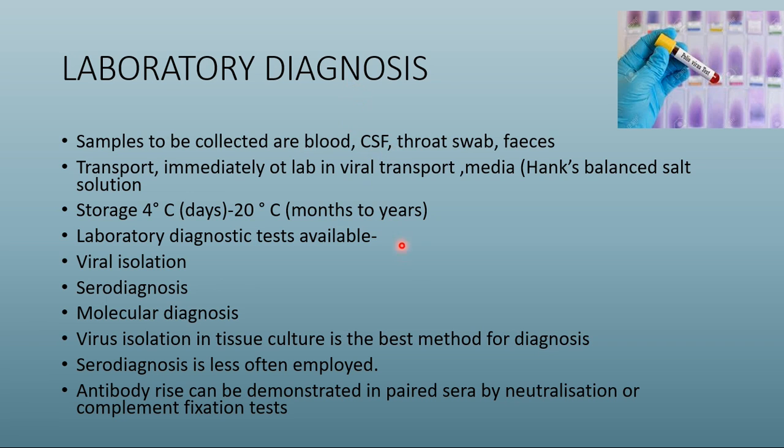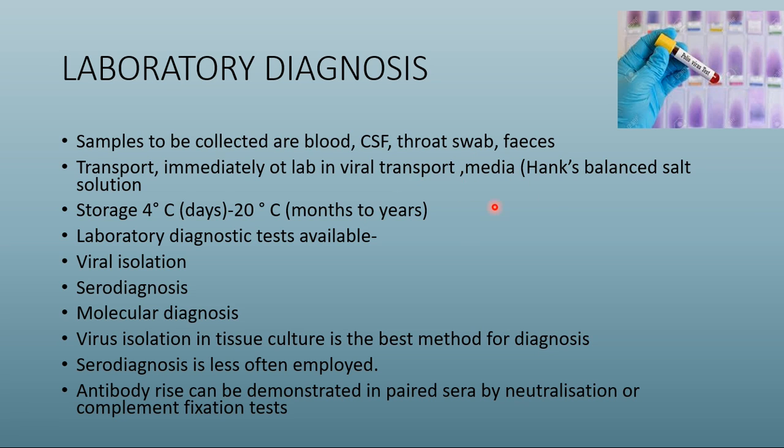Then how do you diagnose this in the lab? Coming to laboratory diagnosis, what are the different samples that can be collected? Blood, CSF, throat swab, feces, all these are used to diagnose poliovirus. And if the lab is not near the sample collection site, obviously we have to use a transport media. Which type? A viral transport media.